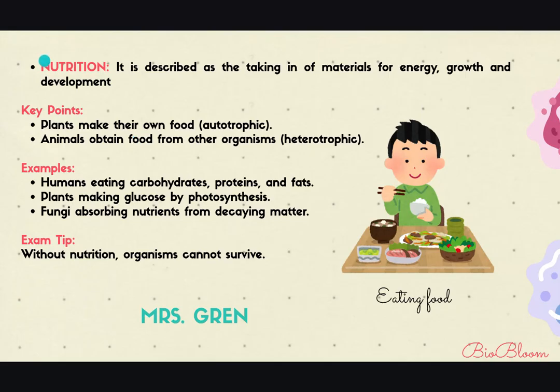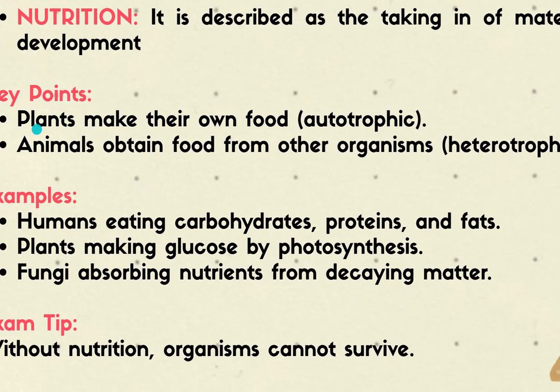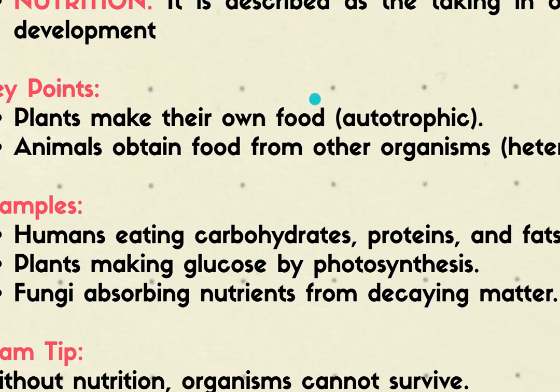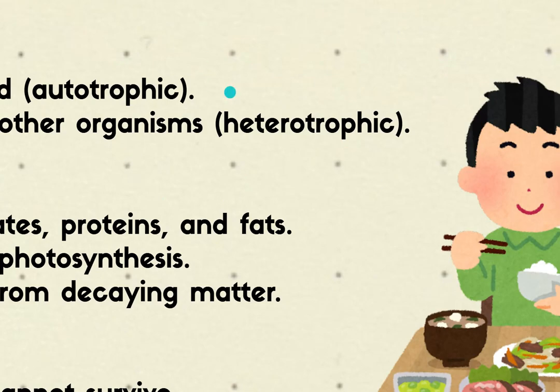And what are the different types of nutrition? For example, humans, when we eat, are known as heterotrophic. What is heterotrophic? When animals or human beings obtain food from other organisms. We are not making our own food; we are consuming food from other organisms. And what about plants? Plants do not consume food from other organisms. What they do is make their own food. Anything that can make its own food, we call autotrophic. And anything that obtains food from other organisms, we call heterotrophic.